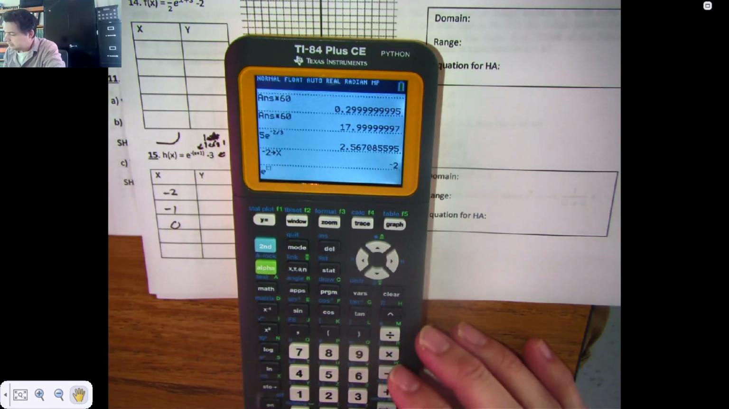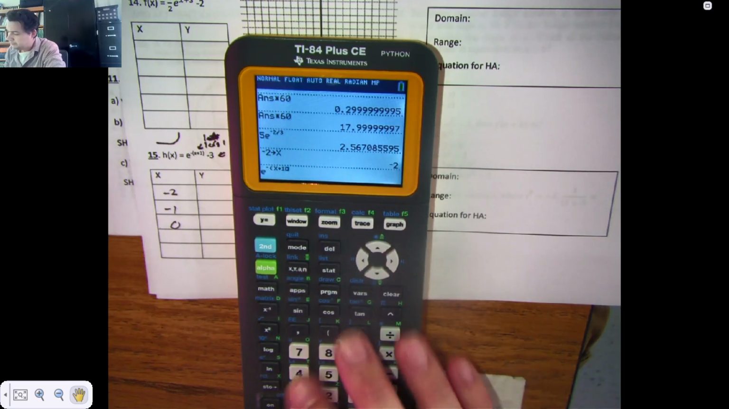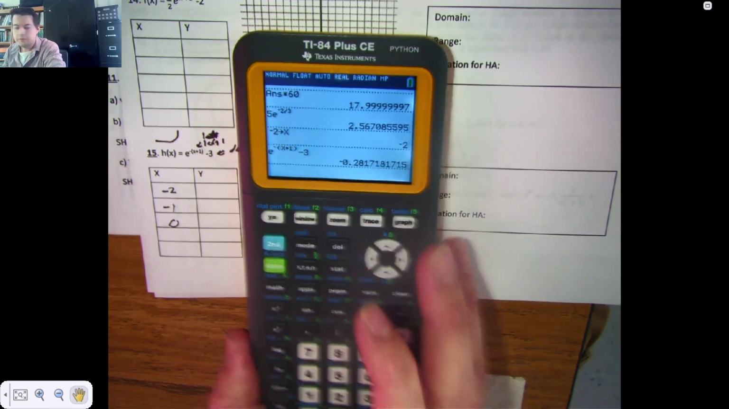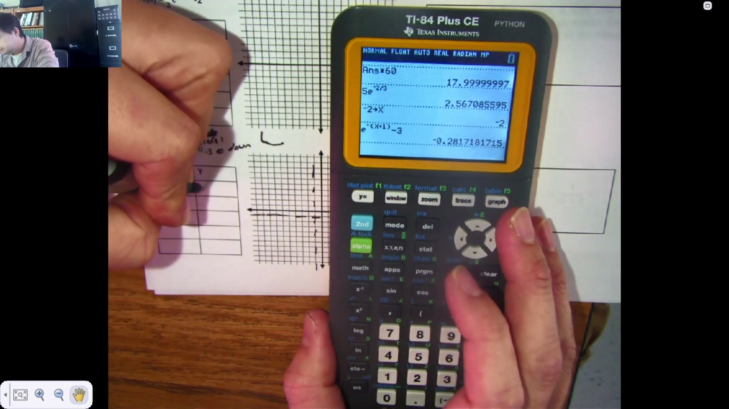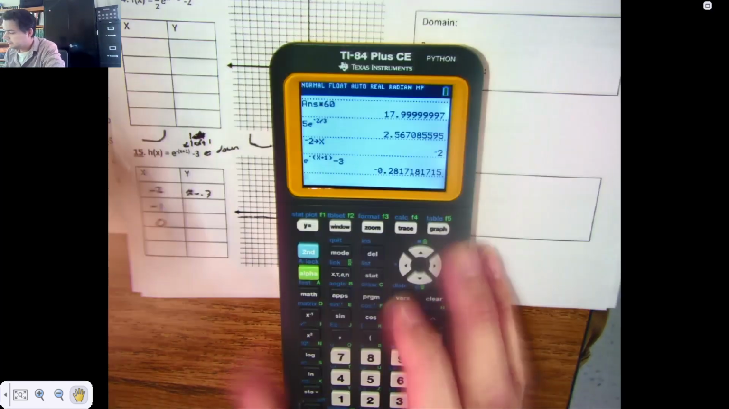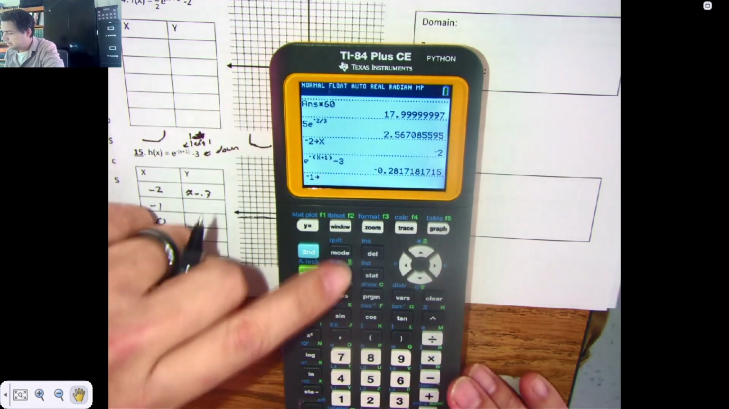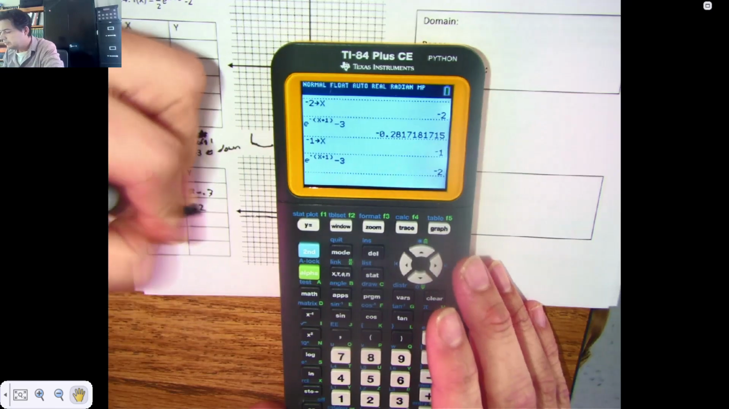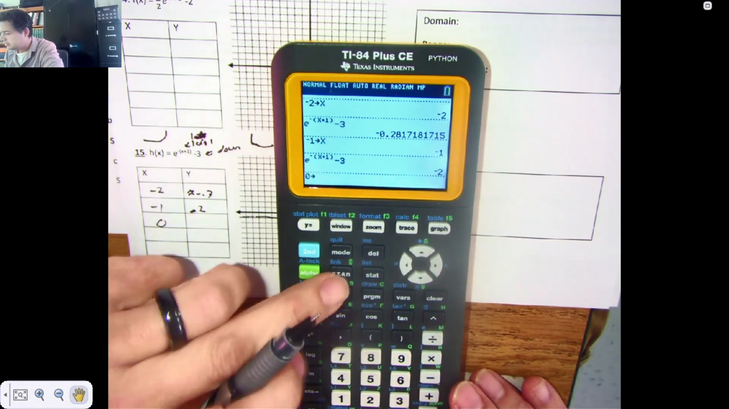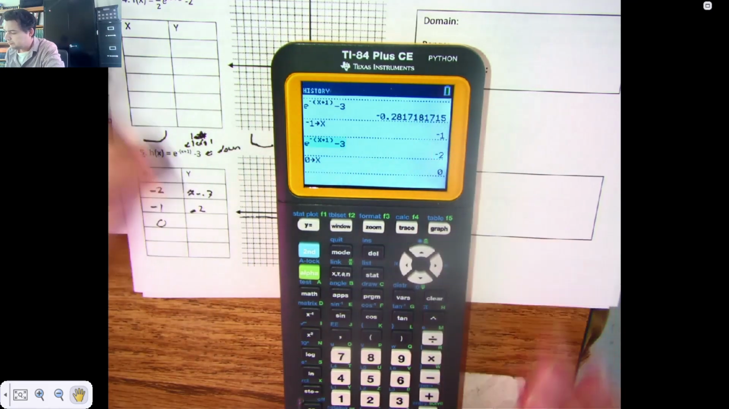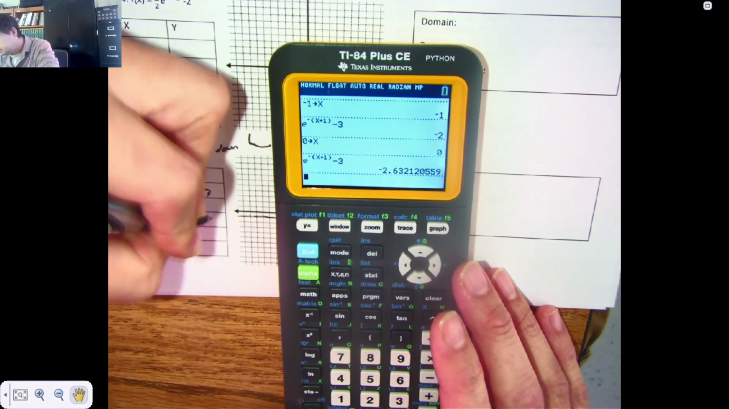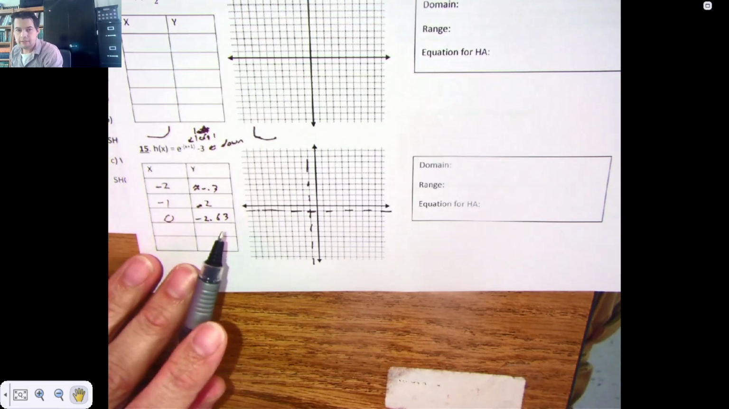e to the negative (x plus 1) minus 3 is a negative 0.28. It's about negative 0.3. Take a -1, store it to x. -2. That one's always nice. Take a 0, store it to x. Negative 2.63. So the values are actually starting high and ending smaller.